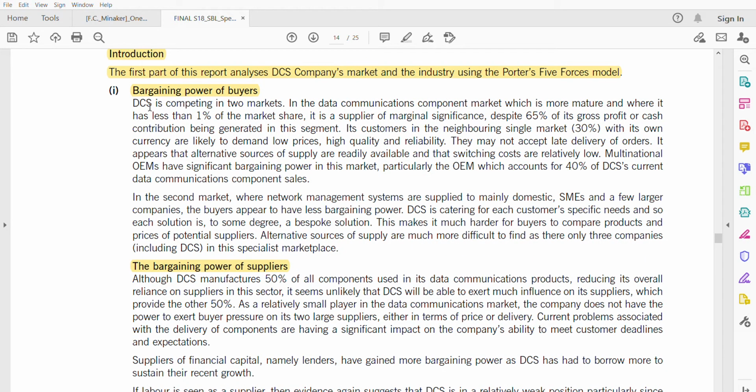For example, let's say how many lines are here? 1, 2, 3, 4, 5, 6, 7. This is 7 because they are writing more points here. But under the exam condition, just keep 4 to 5. That's it. Don't keep more than 4 or 5.